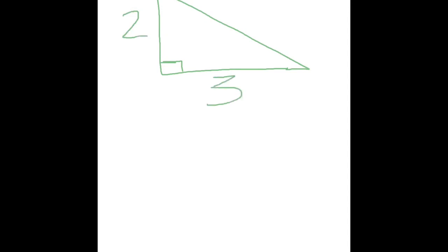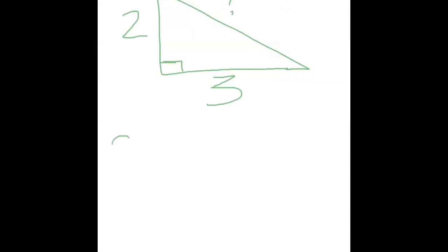So here is a triangle. Make sure I denote this right triangle with the appropriate notation. And let's say I have 2, 3, and I want to know C.